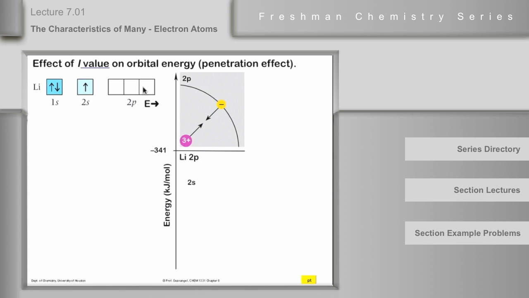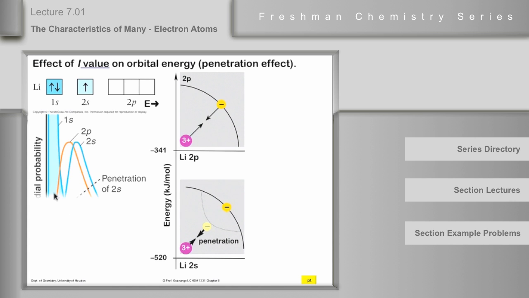excited state. And the question we have is, if the 2p were actually lower in energy than the 2s, then that electron would go into the 2p first. But it doesn't. We saw that already. So let's look at what would happen if we put this electron in the 2s instead of the 2p, and we look at the radial distribution functions.